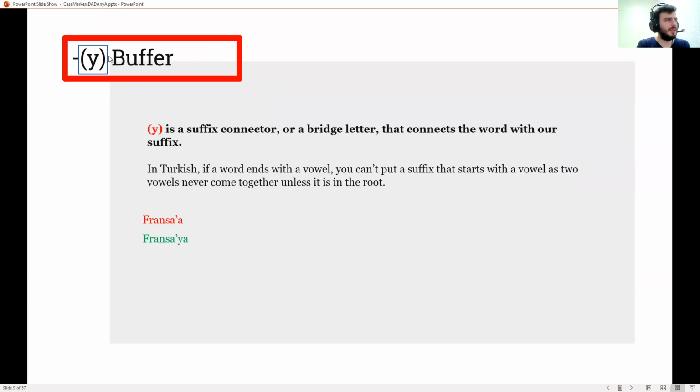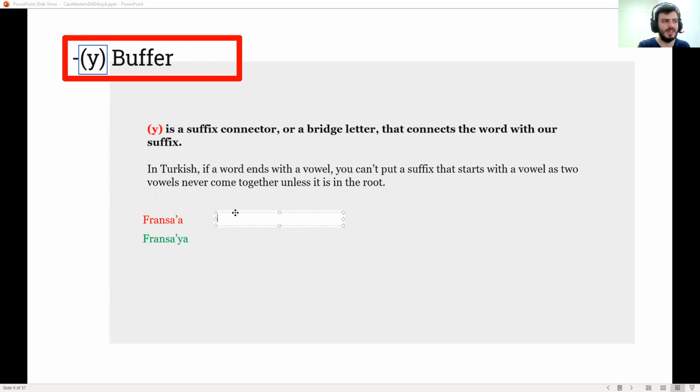There is a little bit different thing over here. This Y in the brackets basically is a buffer letter. A buffer letter basically connects two vowels together. So in Turkish, usually we don't put two vowels together. It can only work like that if it's the root. For example, we have the word saat. They are together, but this is already the root. So that's why I won't count it like that. I'm not going to accept it.